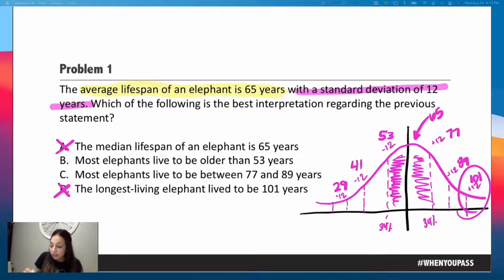That doesn't mean that there can't be a really old elephant over here. It just means that that's where the 100% of the elephants happen. How would I know that the 12 years is not at the tail? It doesn't specify that the standard deviation is 12.